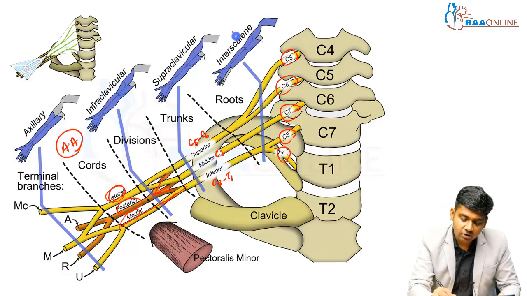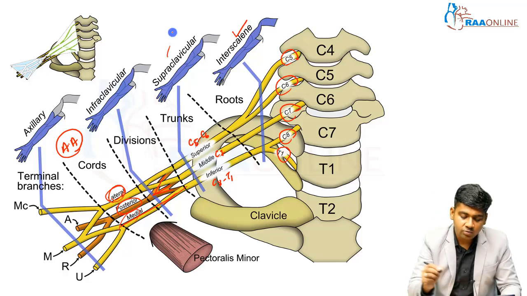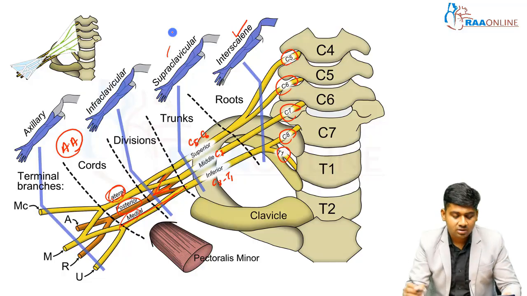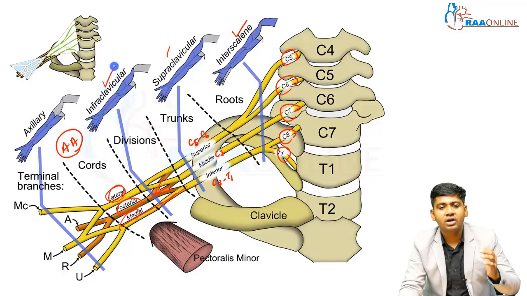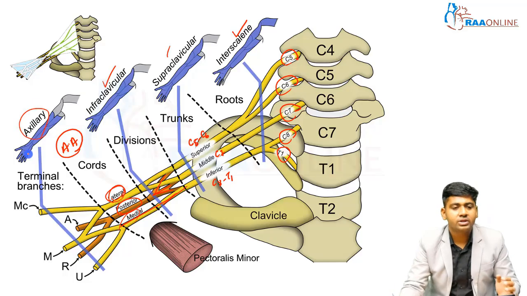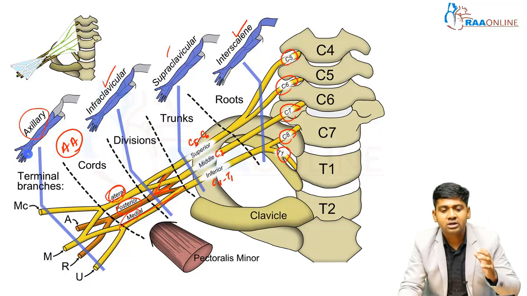So here you can see how the blocks are covered. Whenever you are doing an interscalene block, we target the roots. Whenever you are doing a supraclavicular block, we mainly cover the trunks. Whenever blocking the infraclavicular region, we are mostly covering the divisions, and sometimes we cover the trunks also. And whenever we are doing the axillary approach, we are mostly targeting the cords.